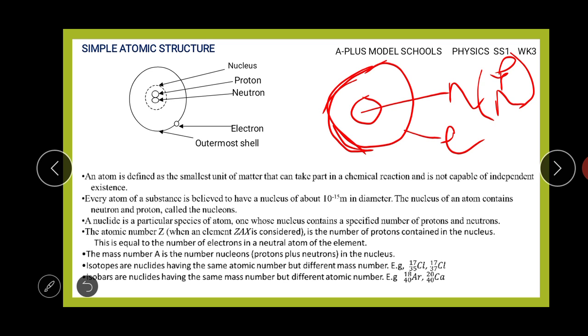So an atom is defined as the smallest unit of matter that can take part in a chemical reaction and is not capable of independent existence. That is the difference between this and a molecule. A molecule is defined as the smallest unit of matter that can take part in a chemical reaction and is capable of independent existence. So a molecule can exist independently, and an atom is not capable.